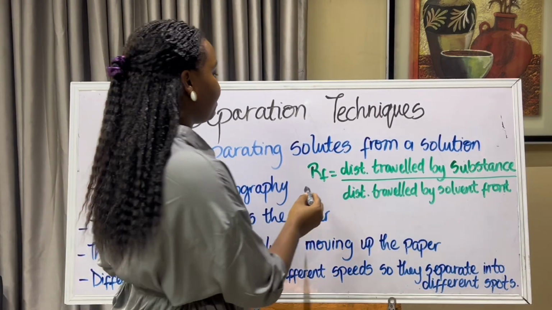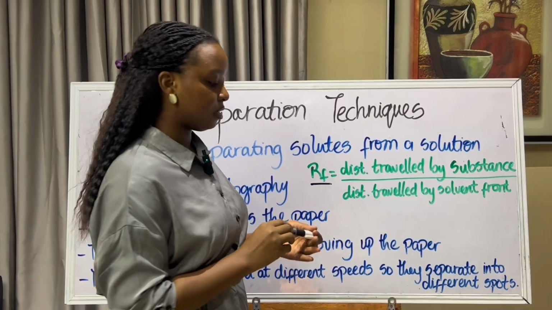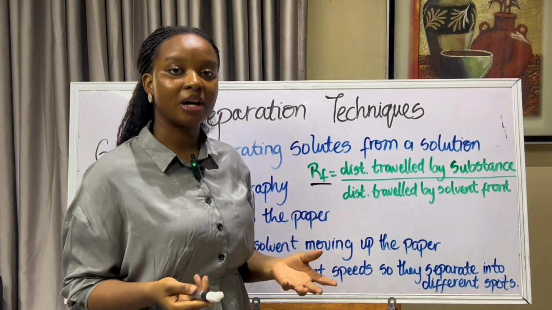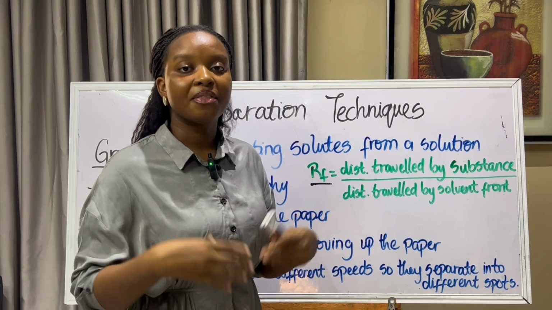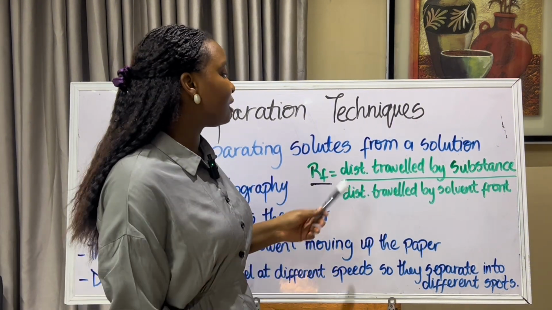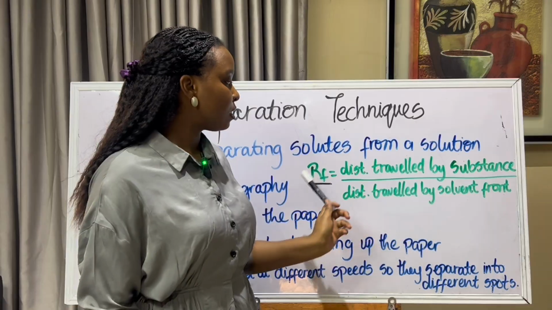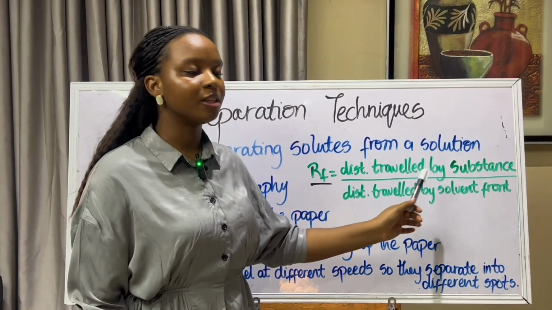Now, this Rf we're seeing here is referred to as the retardation factor. And this retardation factor is used to identify components. And there's a formula for this. The formula is the distance traveled by the substance divided by the distance traveled by the solvent front.